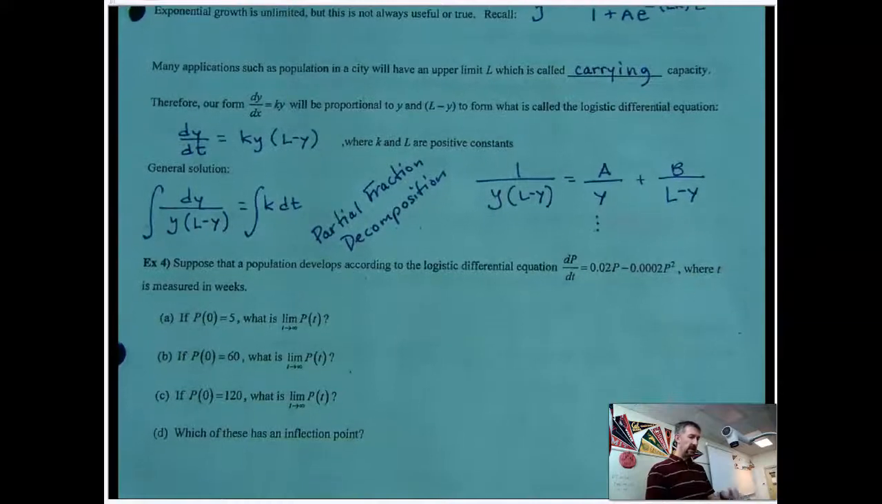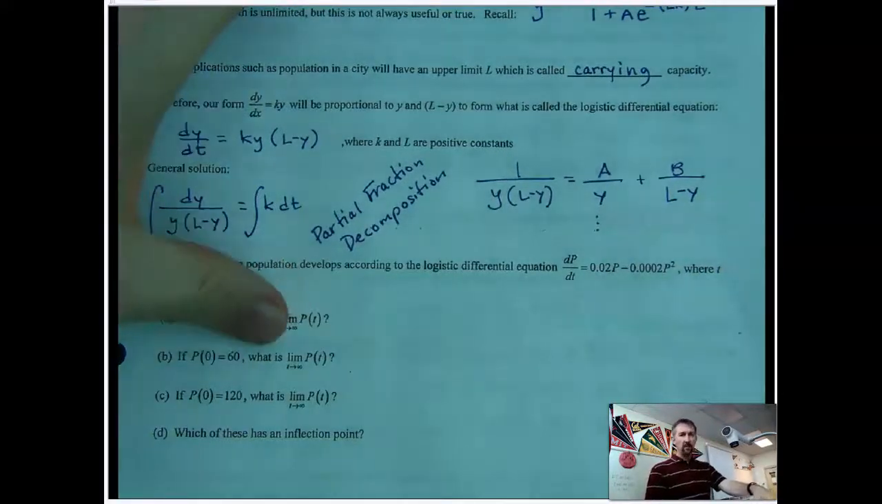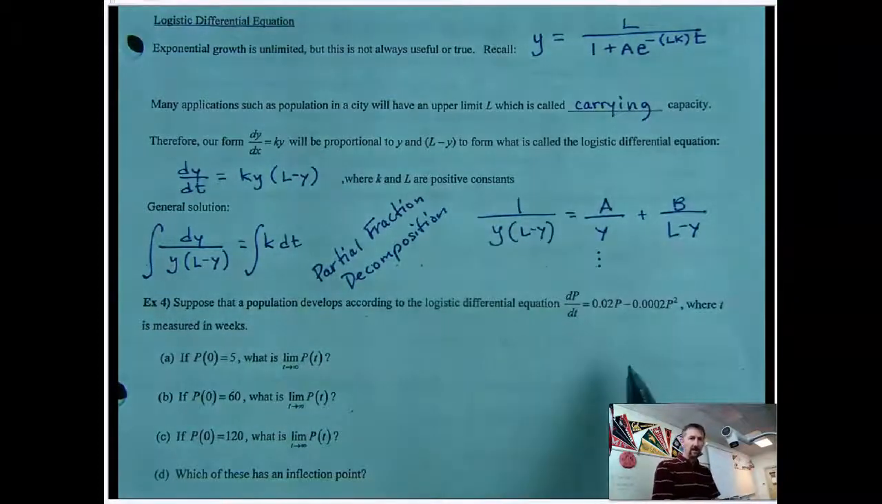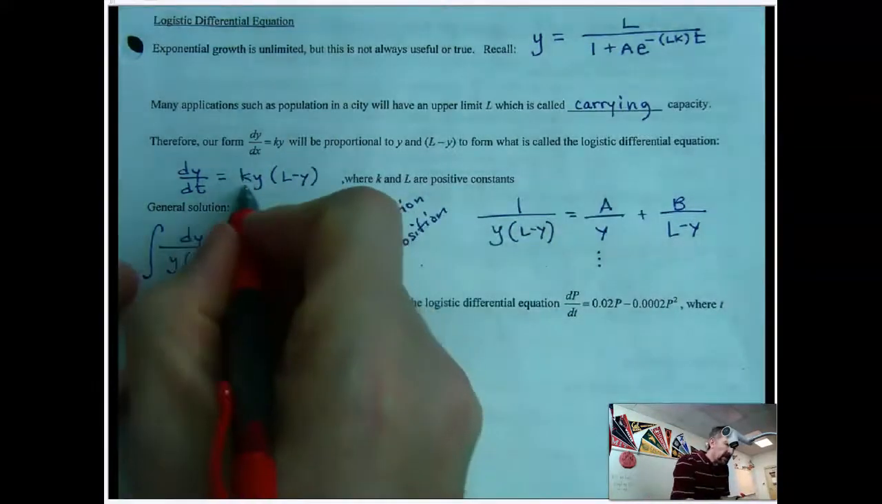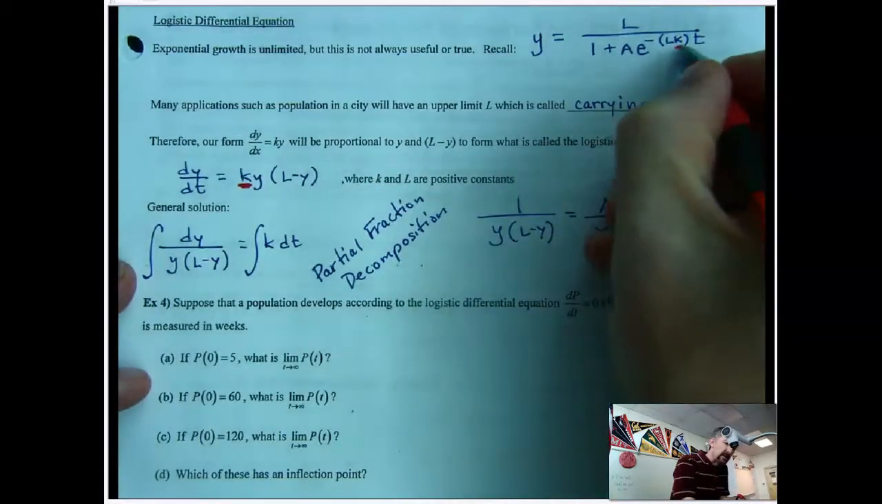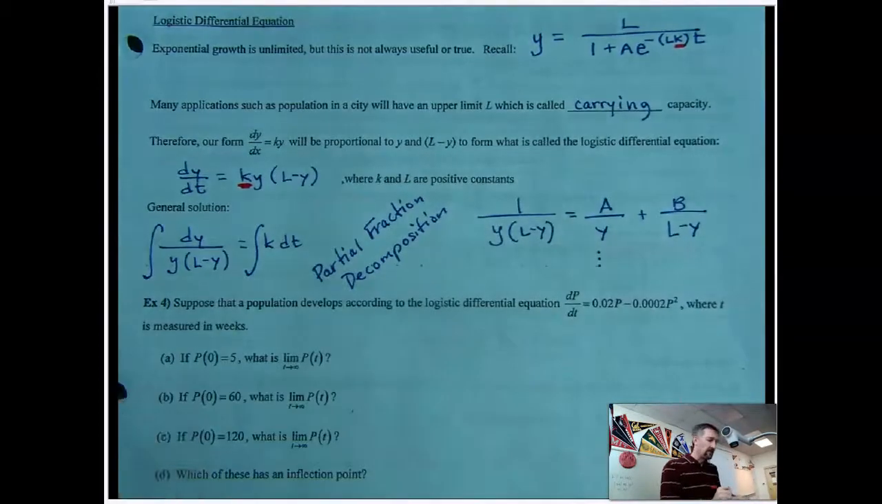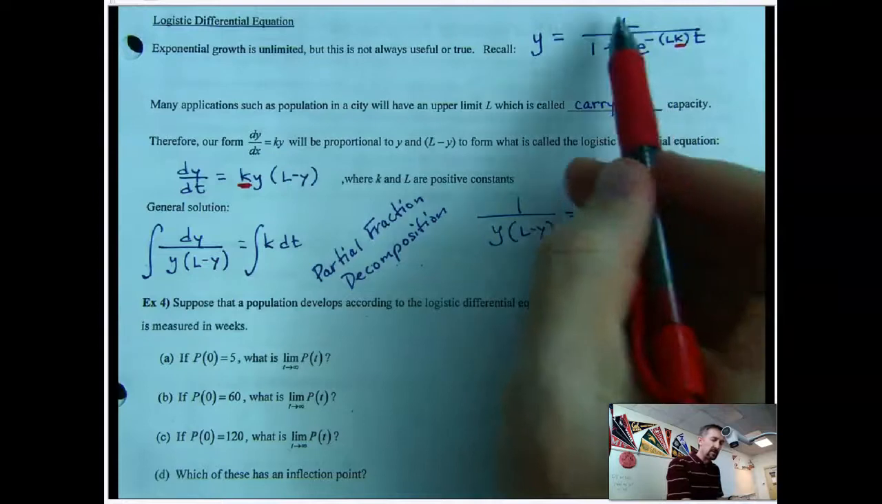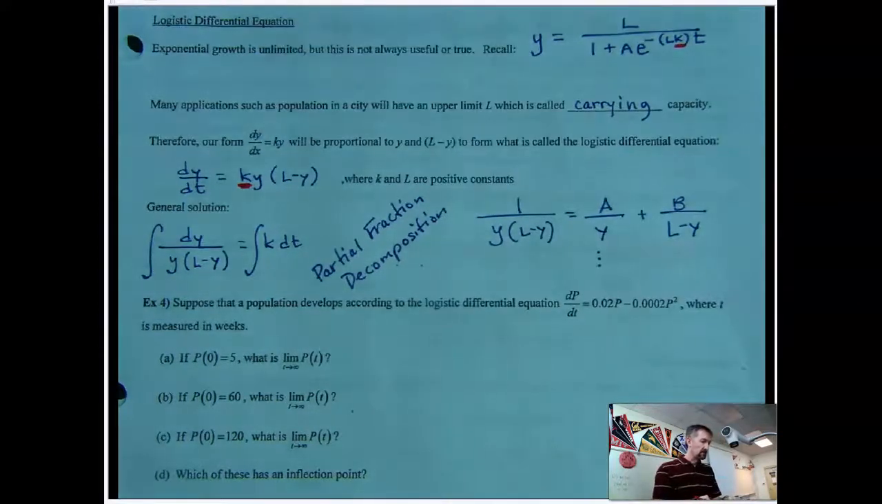But we can make a connection between this equation and this equation down here. And what we want to focus on are some of these variables. So k right here is the same as this k right there. Alright? And the L here is the same as those two L's right there.